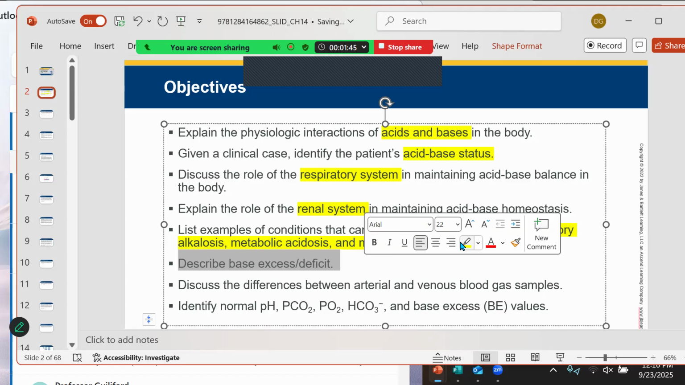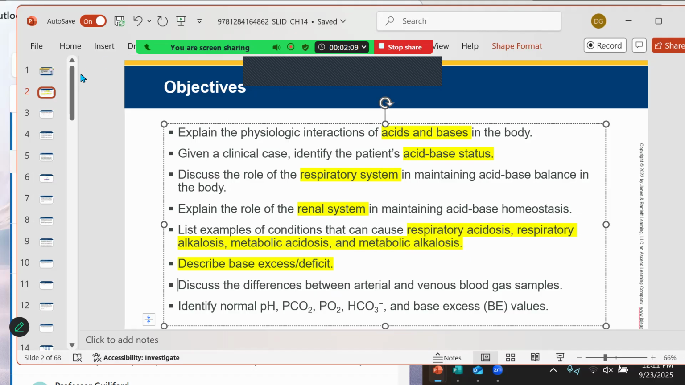Minute volume is how much we breathe every minute, and the differences between arterial and venous. Sometimes these days we get by with a venous blood gas because our oximeters are now so good that we count on them to tell us about the patient's oxygen. And then we'll go over the normal values for all those things: pH, CO2, O2, bicarb.